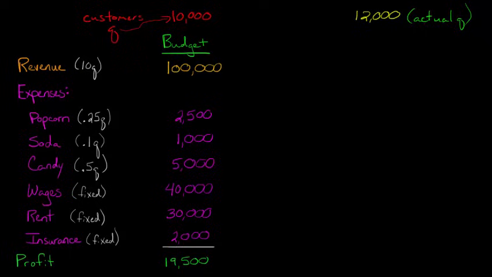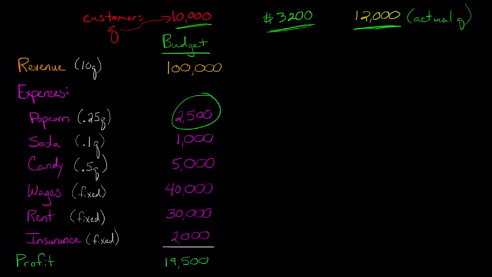So let's say that the actual popcorn cost was $3,200. And you say, hey, let's look at the managers. Our budgeted popcorn was $2,500, and it ended up being $3,200. Obviously, our managers did a bad job purchasing the popcorn. They got really bad prices. But hey, wait a minute. We actually had 2,000 more customers. We had 12,000 instead of 10,000 customers.